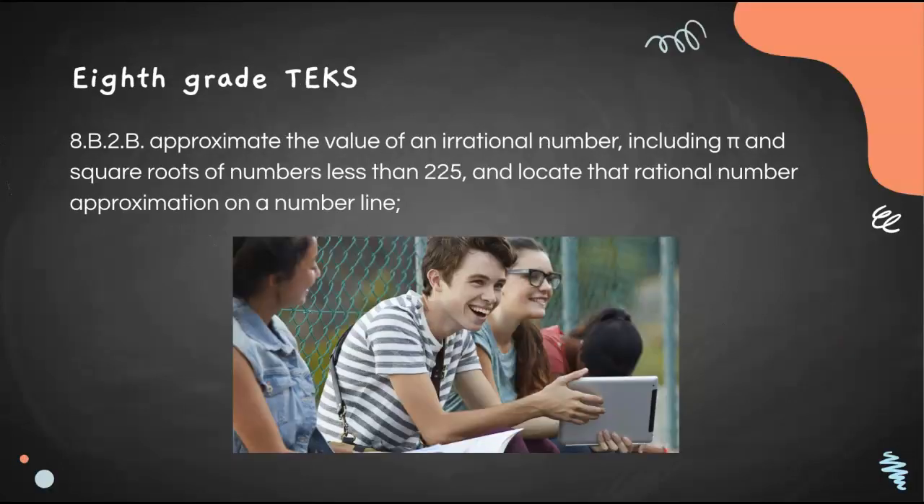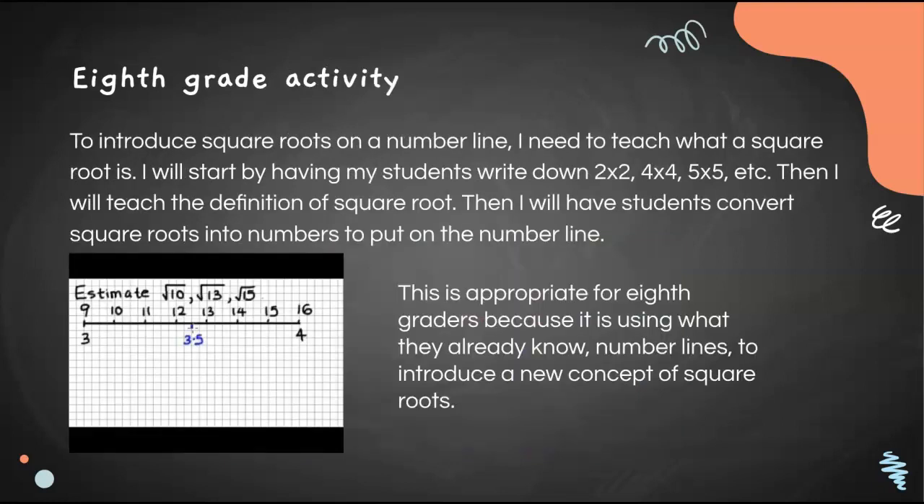The eighth grade TEK I found is to approximate the value of an irrational number, including pi and square roots of numbers less than 225, and locate that rational number approximation on a number line. For my eighth grade activity, I need to introduce square roots on a number line, so I need to teach what a square root is.